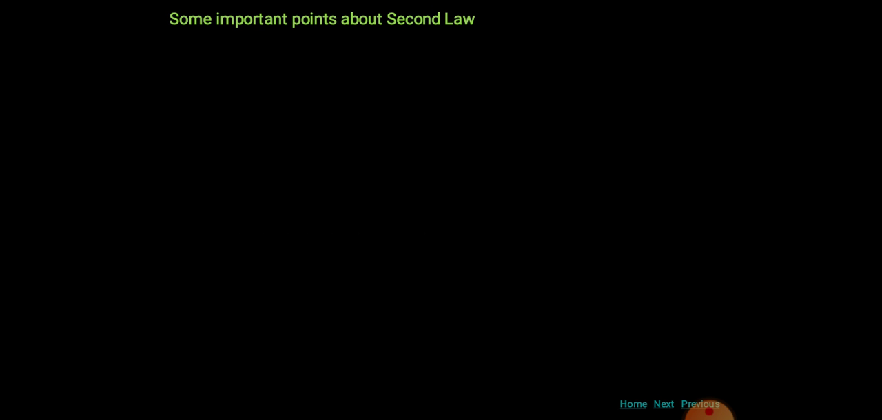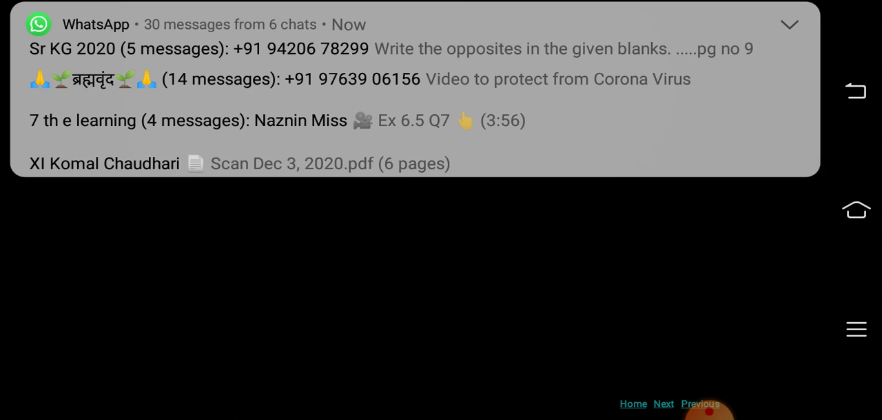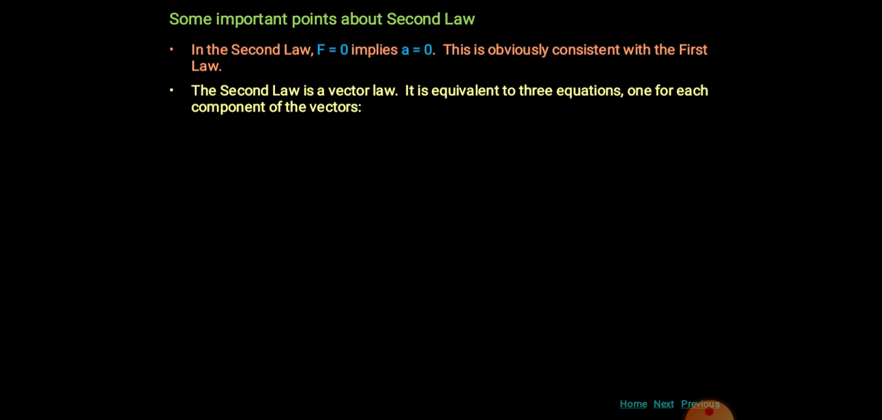Here you have to know some important points about the second law. First, you have to know about F equal to 0. At that time the acceleration is also 0, because this is obviously consistent with the first law. You already know Newton's first law of motion: every body continues to be in a state of rest or in uniform motion in a straight line unless and until an external force is applied on it. If the value of force is 0, then acceleration will also be 0.